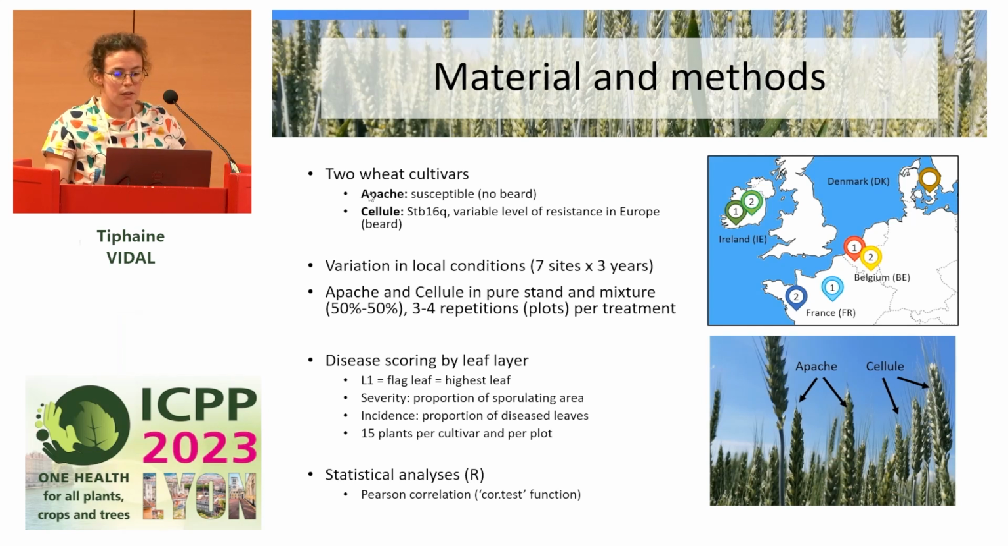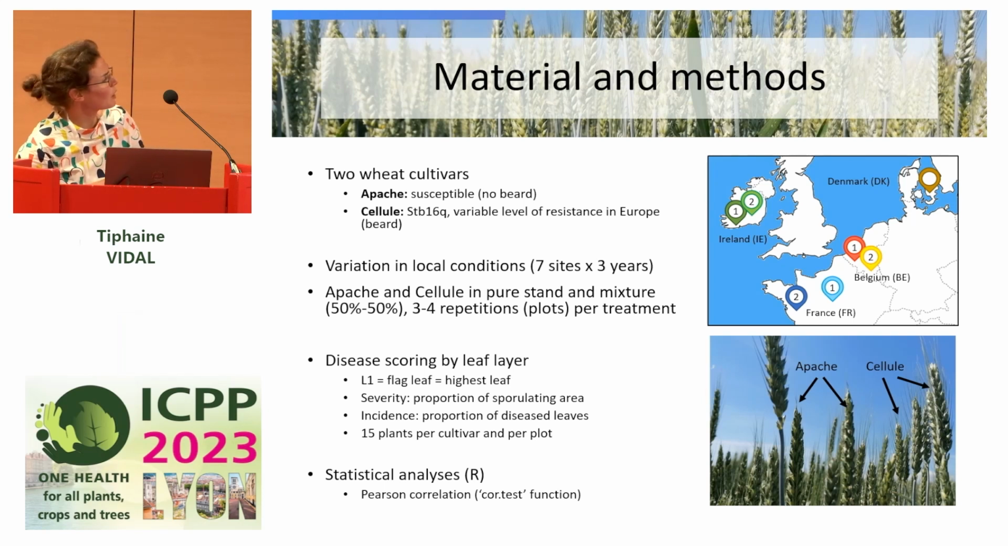So we studied the variation of mixture effect in local conditions. We had 7 sites in different European countries, as you can see on the map. And we carried out the experiment for 3 years. In each place, we had Apache and Cellule in pure stand and the mixture in equal proportions, with 3 to 4 repetitions per treatment. So what we measured basically is disease severity.